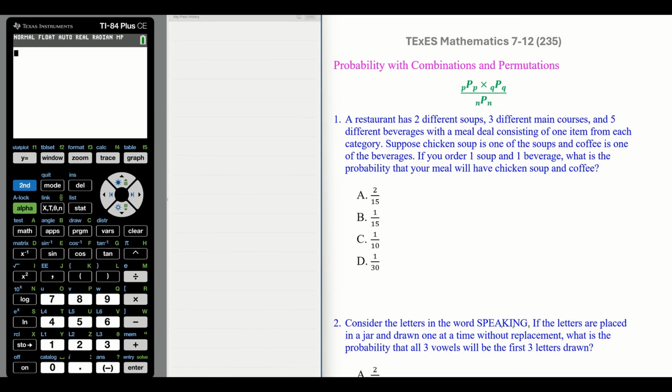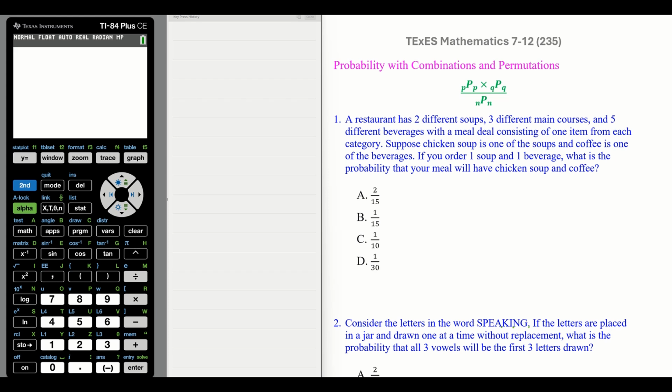Number one, a restaurant has 2 different soups, 3 different main courses, and 5 different beverages, with a meal deal consisting of one item from each category. Suppose chicken soup is one of the soups and coffee is one of the beverages. If you order one soup and one beverage, what is the probability that your meal will have chicken soup and coffee? Okay, we're not going to use the formula shown above.